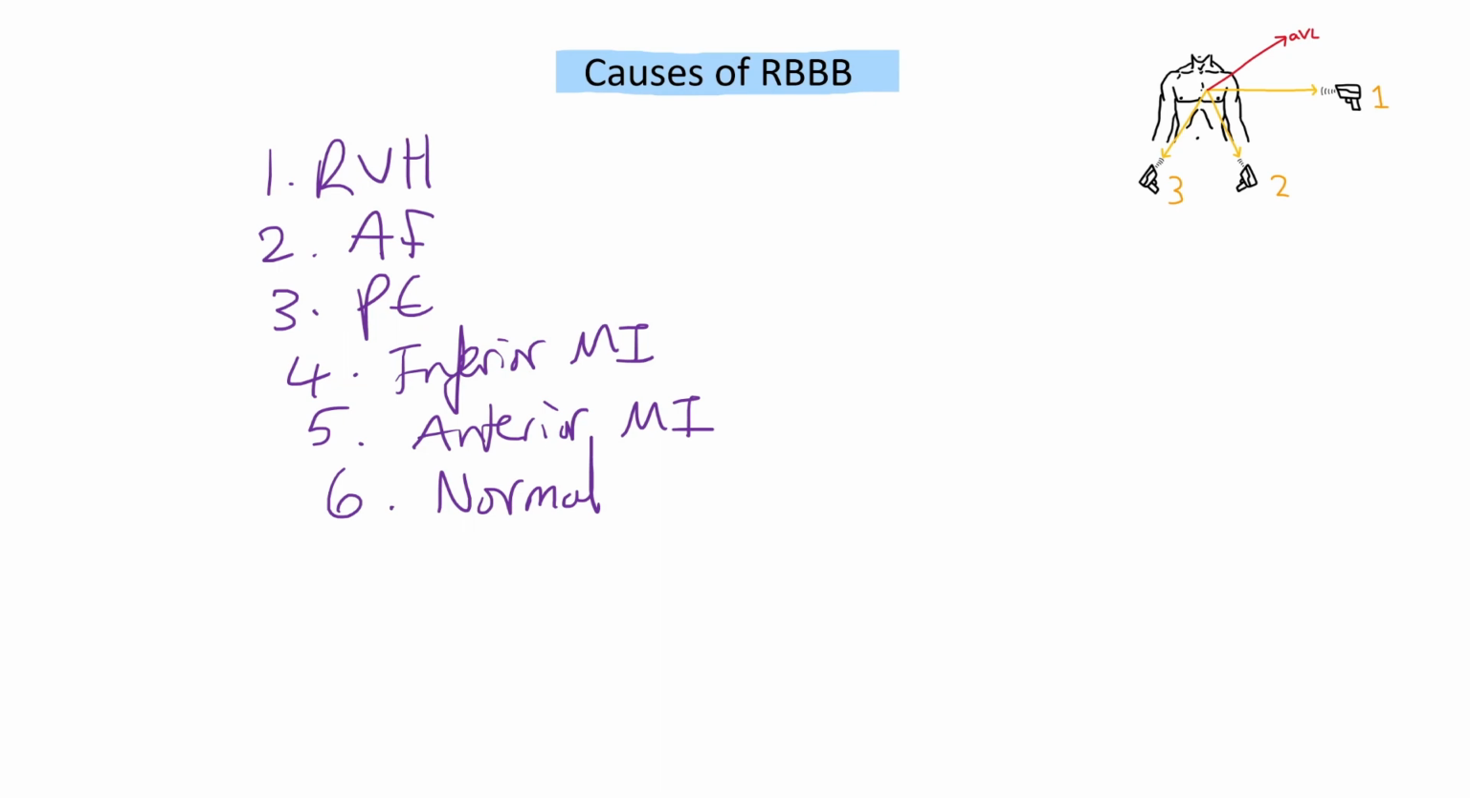Now this, if you remember, is different to left bundle branch block. So right bundle branch block can often be seen without any structural heart disease. Left bundle branch block, usually you do see structural heart disease. So let's discuss a couple of these.